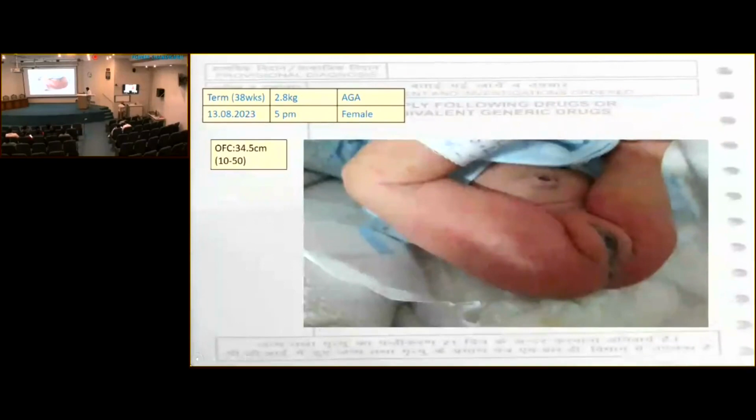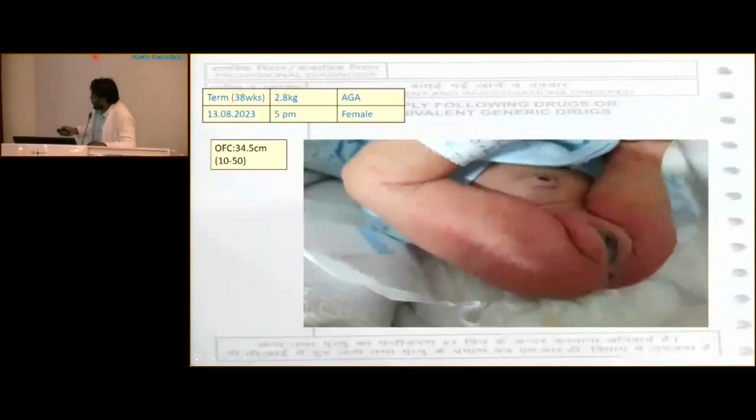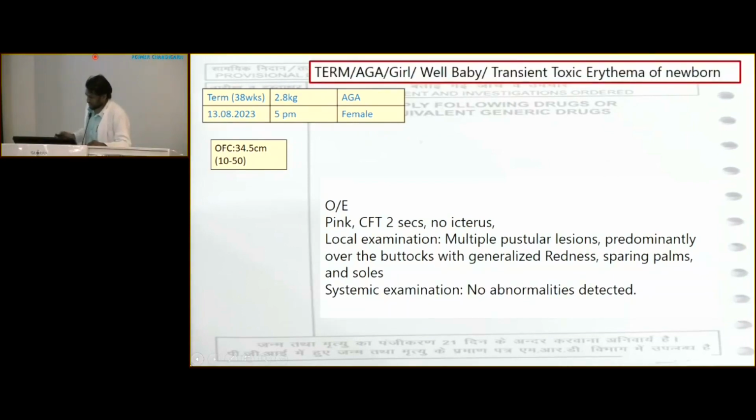Multiple small pustules dispersed from the knee region to the buttocks region, and if you see, interspersed between the pustules there is a diffuse erythematous rash. So with this presentation, the diagnosis which we kept for the child was term, AGA, girl child, well baby, transient toxic erythema of newborn.